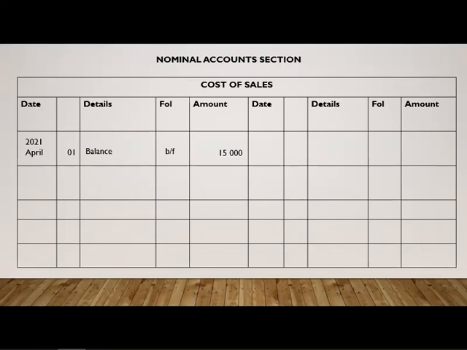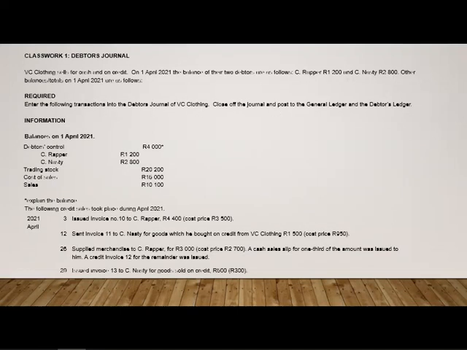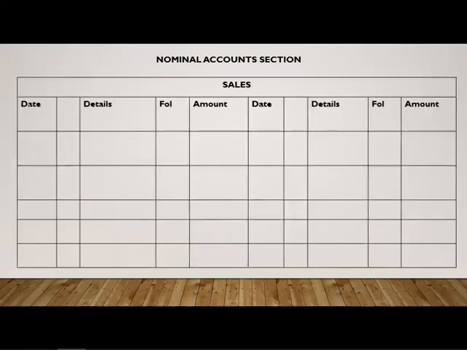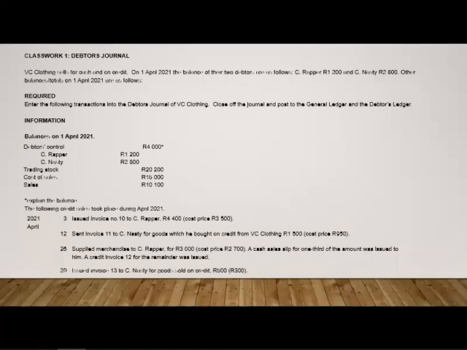Okay, the last balance is for sales. Sales is 10,100. Note that sales is income. It also goes up on the credit side whenever we sell goods. It goes up on the credit side by the selling price of goods sold. So we're going to have 2021 April 01 balance brought forward, and the amount will be 10,100. Okay, I'm done with the balances now. Now I can go straight to my transactions.